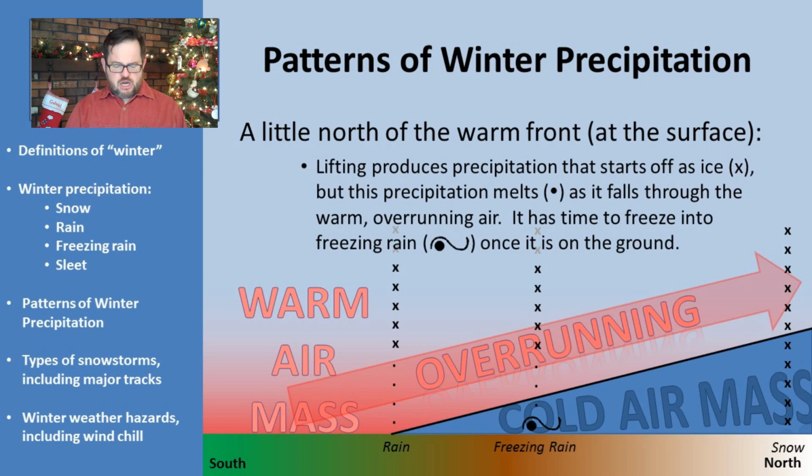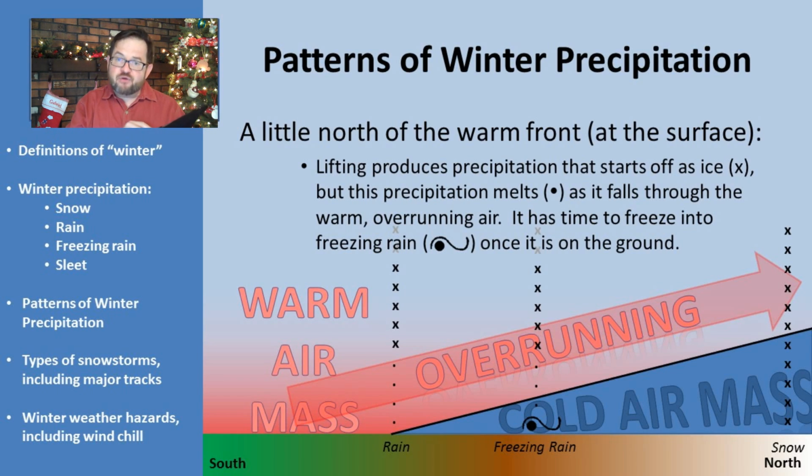What about someplace between the two, but maybe a little closer to the warm front? So just a little north of the warm front at the surface? Well, let's see. We're going to start off with precipitation that is being formed as ice crystals up high in the cloud. That's why I started with that X. And as those ice crystals are falling, they're in the warm air mass, high above the ground, but in the warm air mass. So at some point, they're going to melt. That's why I switched, as they were falling, to those dots.